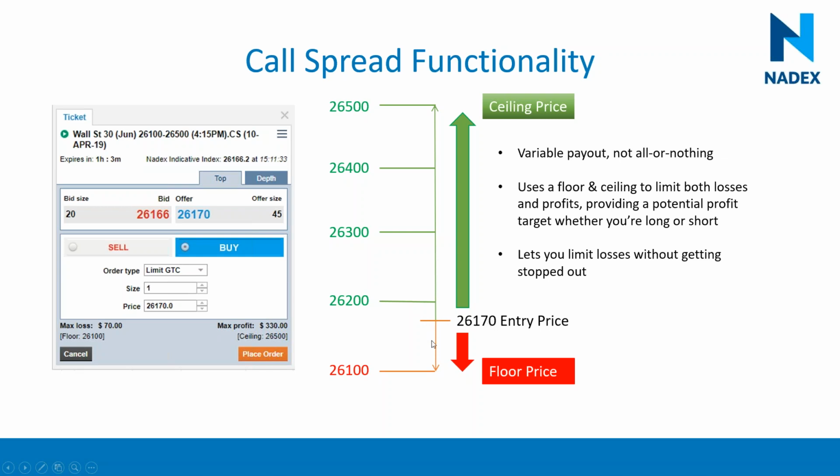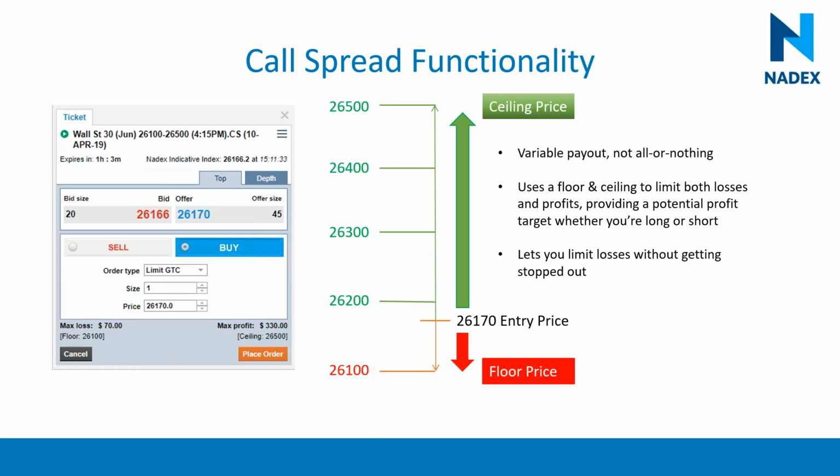Let's say that at expiration, the market is at 26,130. That's where it expires. We lost $40. We lost the difference between where we bought and where the market settled. Now let's say we bought at 26,170 and the market goes to 26,270. In that case we made 100 points, or $100 a contract. That's what our return on this particular trade is going to be.